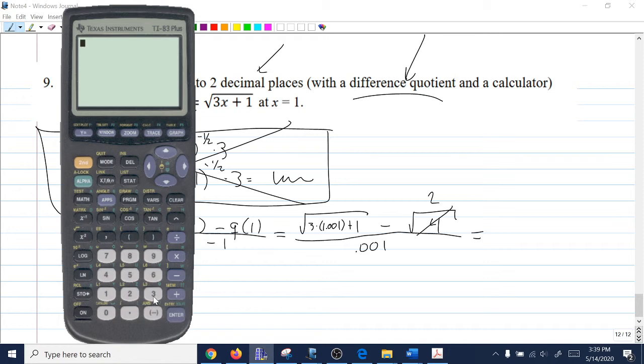Let's try this again. 3 times 1.001 plus 1. Square root of that. Subtract 2. Divide that by 0.001. I'm getting an answer of 0.74985.